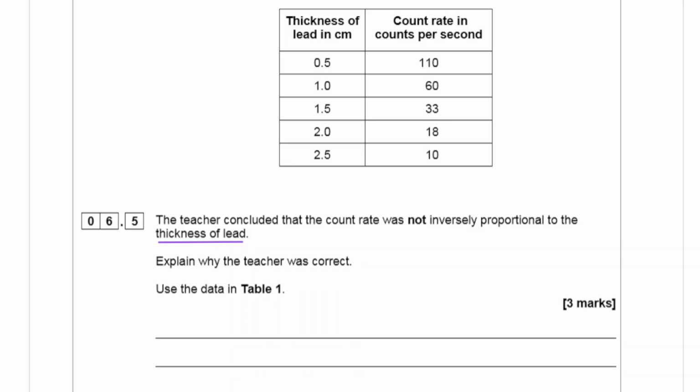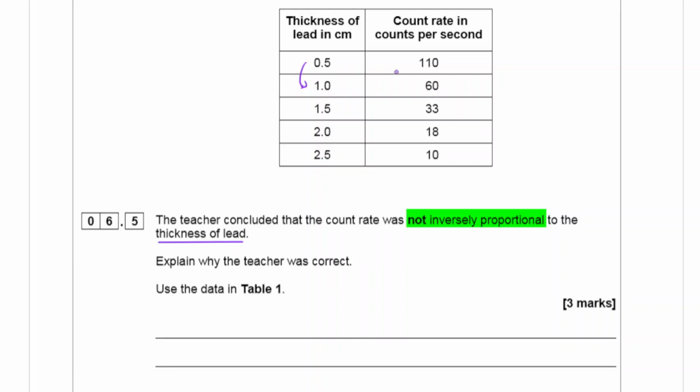Now, they're asking, the teacher concluded that the count rate was not inversely proportional. So what does that inversely proportional actually mean? To the thickness of the lead. So if it was directly proportional, when one value doubles, so from 0.5 to 1, if that doubles, then this should also double. Inversely proportional means when this doubles, this should halve.